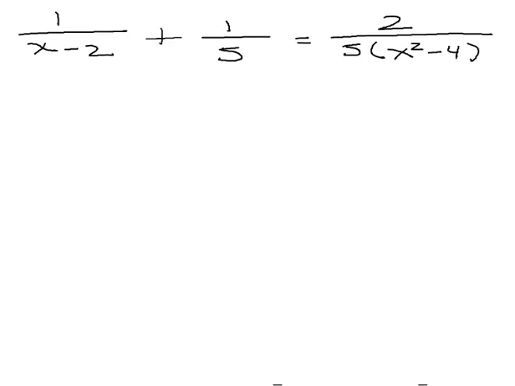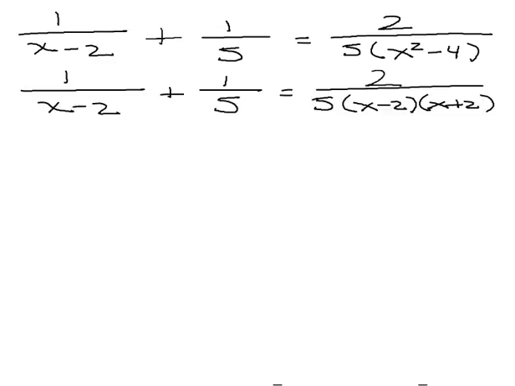Let's now consider another example of a rational equation. You recall that the first step is to factor each denominator, and the only denominator that will need to be factored would be the one on the right-hand side of the equation. And the x squared minus 4 will factor into the difference of two squares.